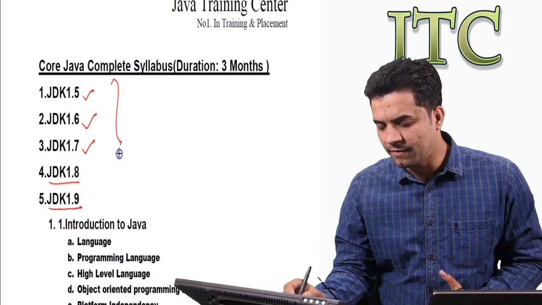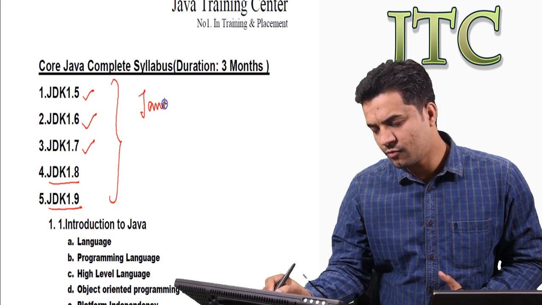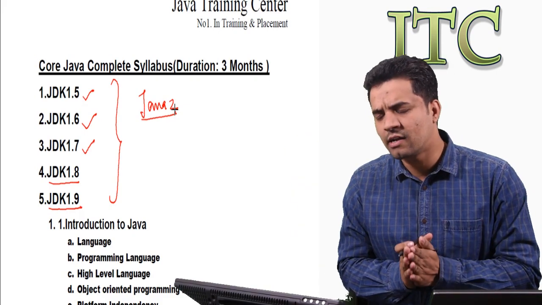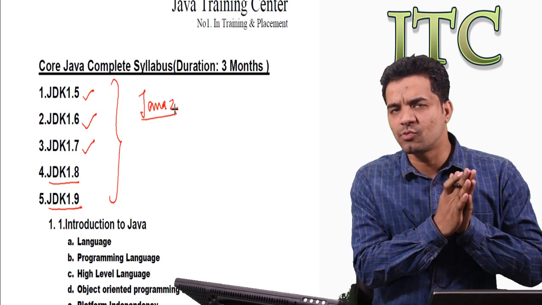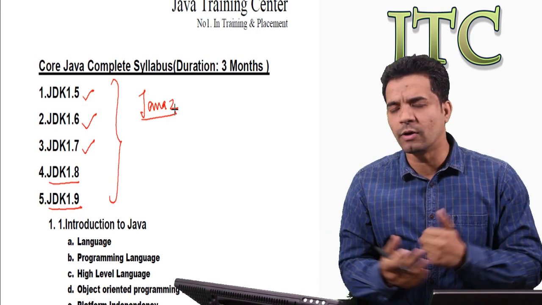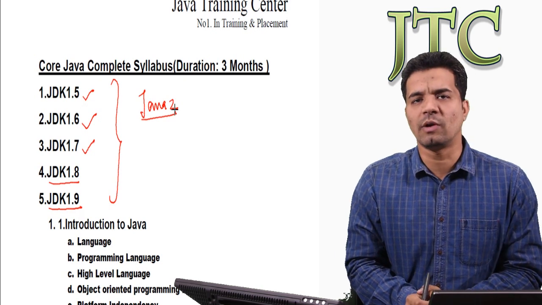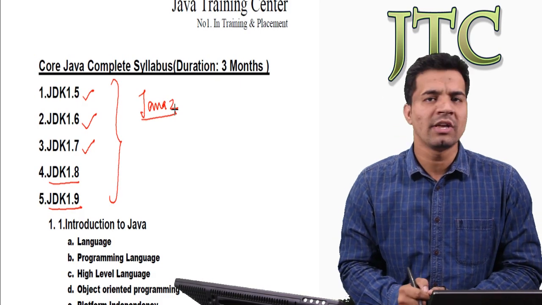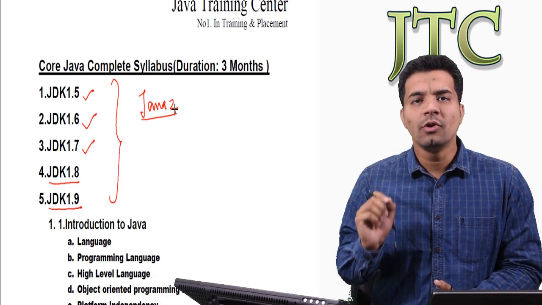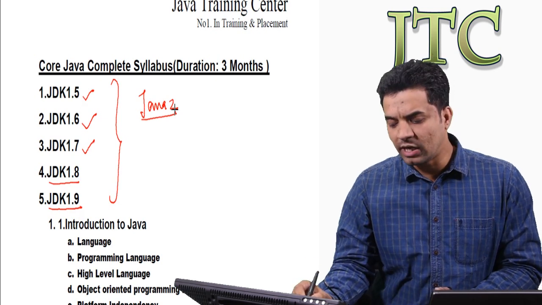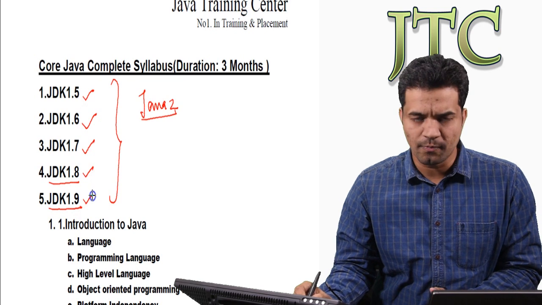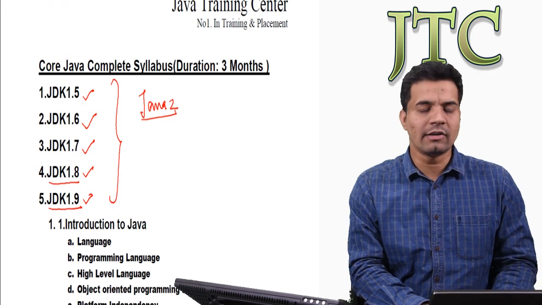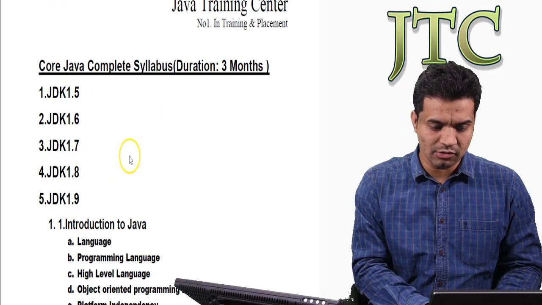And before JDK 1.5 is Java 2, which I'm also discussing in this. Which means the complete journey from the previous or old Java, like the 1.5, 1.6 and 1.7 versions, all those versions I'm going to discuss. Apart from that, I'm also going to take classes on 1.8 as well as 1.9. So first let's go through the syllabus, what all the different topics I have in it.